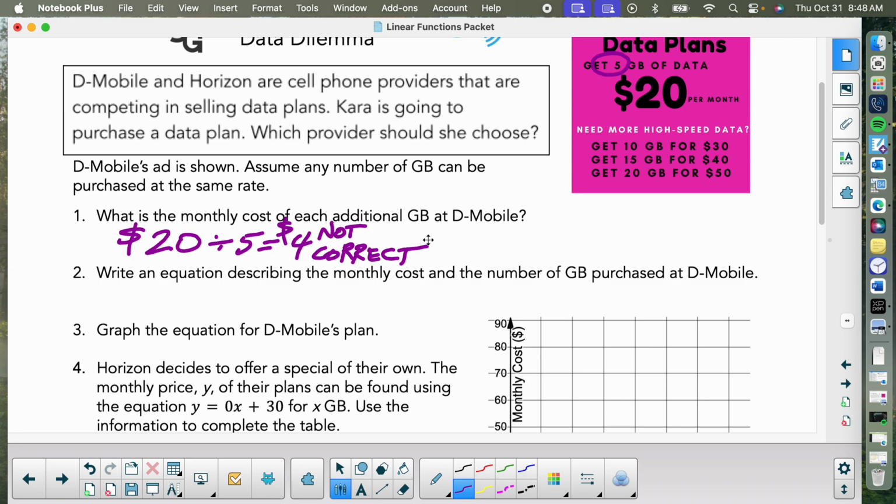30 divided by 10? That's not a bad thought. Okay, so I'm going to guess you were looking at this one right here. 30 divided by 10 would be $3 per gigabyte. So if we look at this one, it's $4 per gigabyte. This one's $3 per gigabyte. 40 divided by 15 would be, I don't know, 2.5-ish dollars per gigabyte. 50 divided by 20 would be exactly 2.5, so this one's a little bit more than 2.5. So something's not quite right there, because if we pick each different one, they're all different amounts.